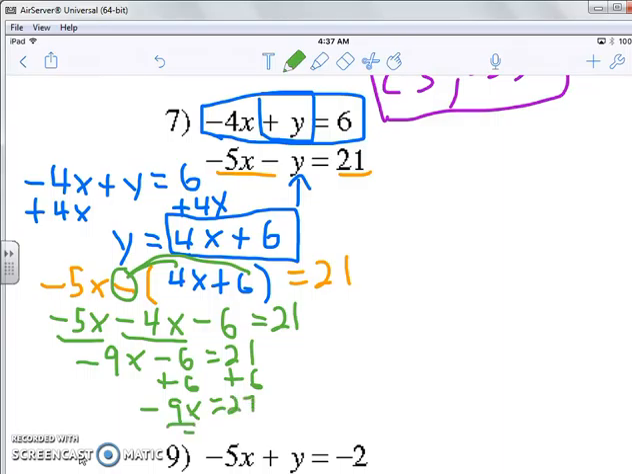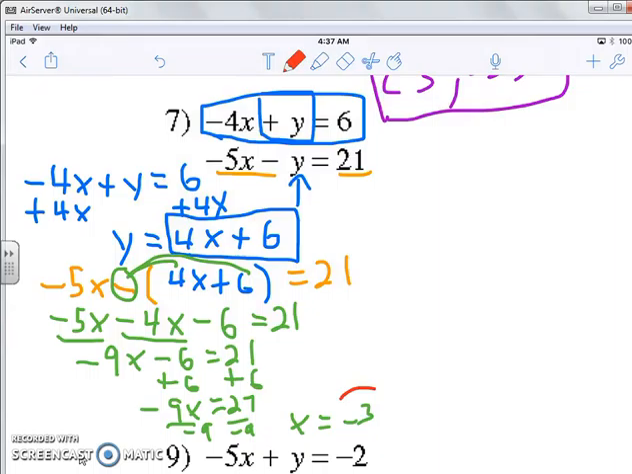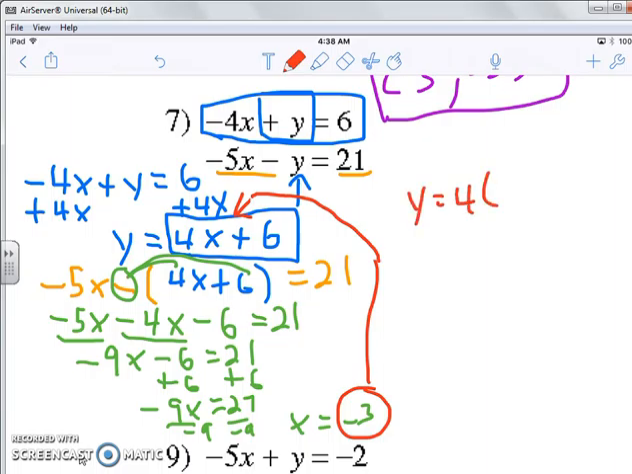Now I'm going to divide both sides by negative 9. And right over here we say x equals negative 3. Now I like to plug my negative 3 into my y equals equation. So assuming I did it right, and if I didn't do it right, nothing's going to make it right at this point. So I'm going to put negative 3 in for that x. So that will be y equals 4 times negative 3 plus 6.